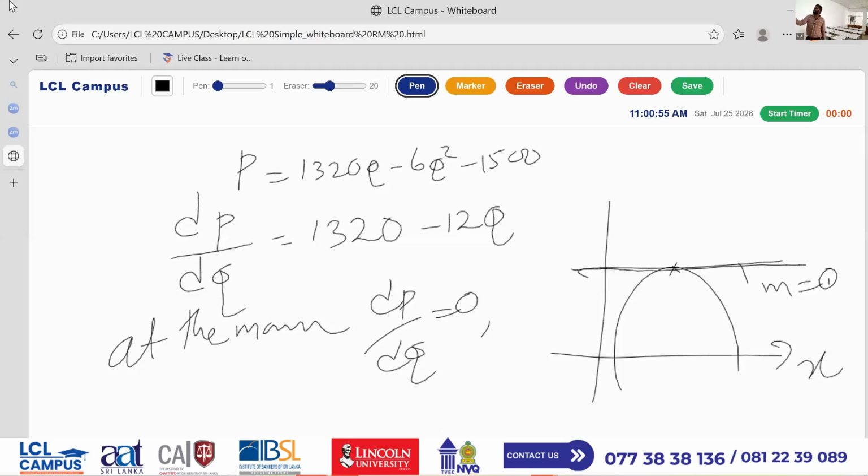Then that means what? 1320 minus 12Q equals 0. That means 1320 equals 12Q. After simplifying, 13 by 12... 110. Is it 110?